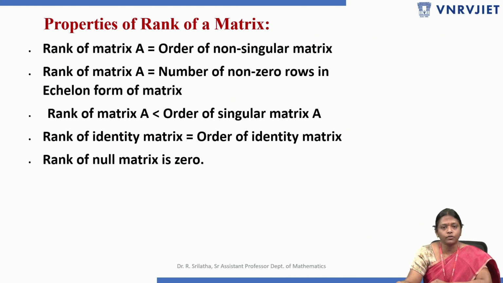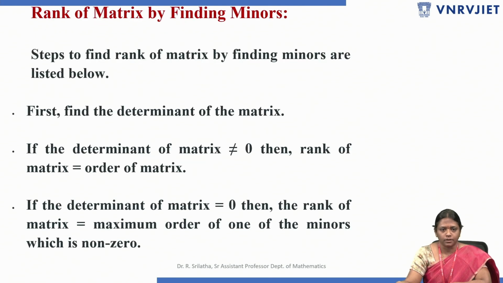The first one: rank of a matrix capital A should always be equal to the order of a non-singular matrix. The second property is that rank of a matrix capital A should be equal to the number of non-zero rows in the echelon form of a matrix. And the third, rank of a matrix is less than the order of a singular matrix capital A. Rank of an identity matrix is equal to the order of the identity matrix. And the last property is rank of a null matrix is 0. So whenever we are finding the rank of a matrix, we need to keep in mind all these properties and the transformation rules.